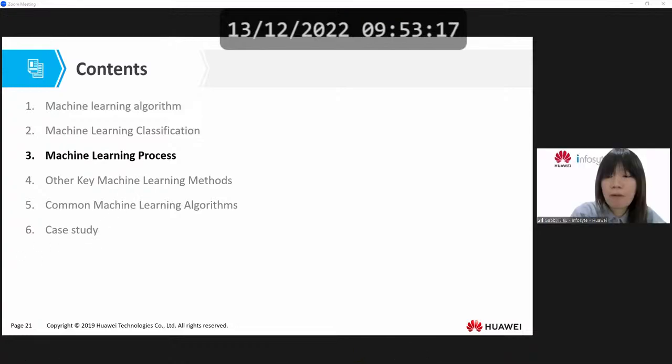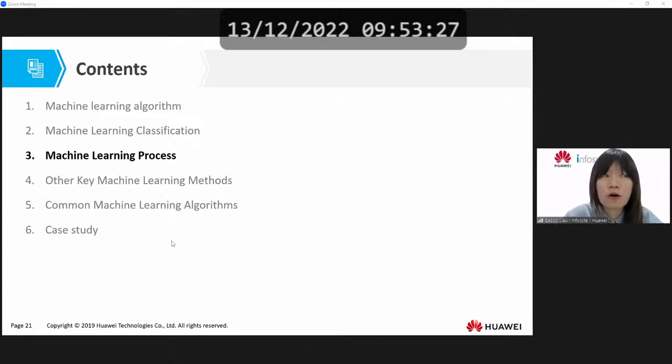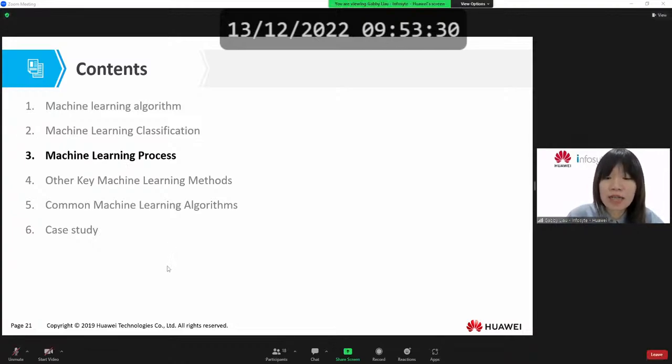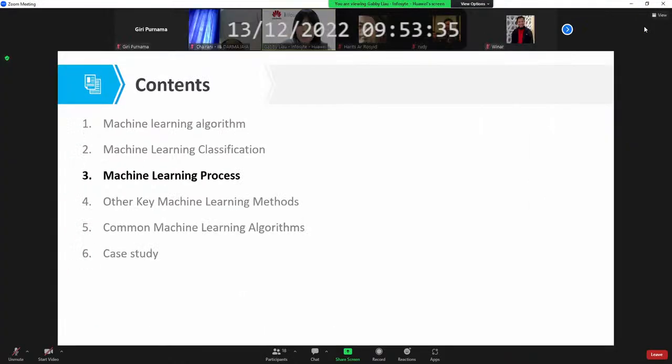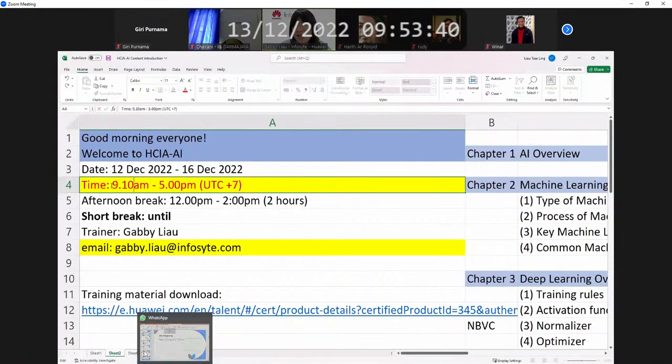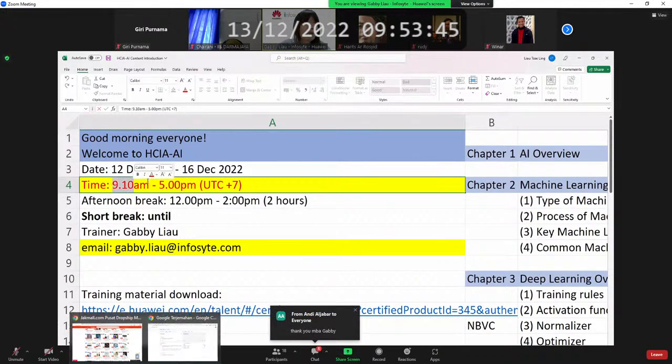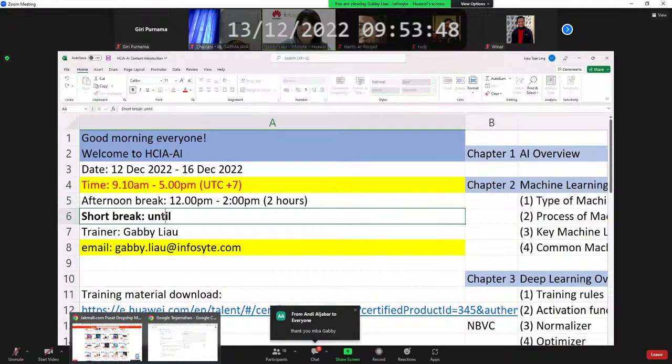Okay. So if Bapak Ibu do not have any questions yet, then before we continue with the machine learning process, we can go for a short break for now. After the short break, we will continue to the next part, which is the machine learning process. All right. So Bapak Ibu, let's go for the break. Now our time is 9:53. So we can come back here after 10 minutes, maybe at 10:05.